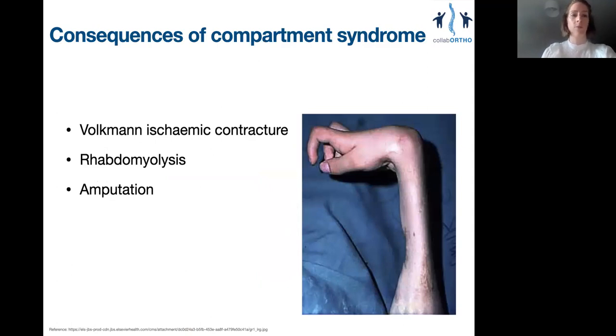Rhabdomyolysis from the breakdown products of cell necrosis, which can cause an acute kidney injury. Amputation, if the tissue necrosis is severe enough to render the limb useless, or if in the acute setting, the limb poses a risk to life by the above mechanisms, then amputation may be indicated.